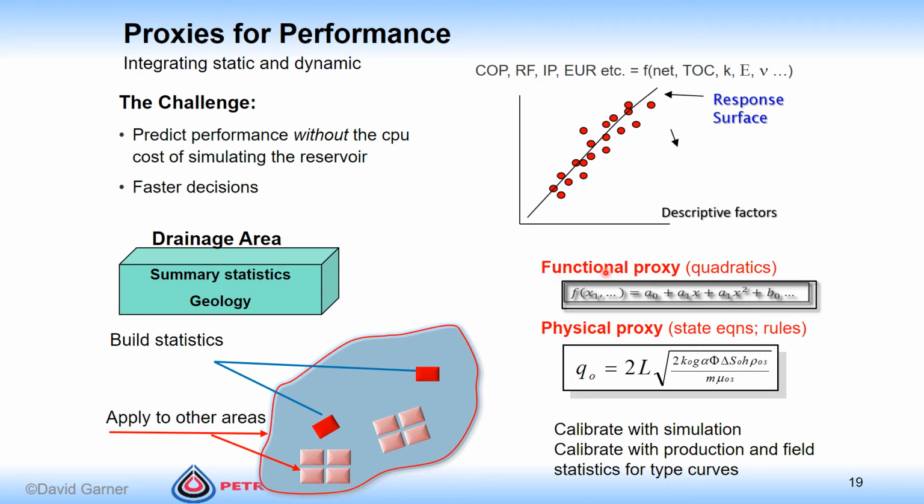And these proxies can be response surfaces, either from functions, quadratics, and the uncertainty built with experimental design. Others might use rate equations and physical proxies, so using state equations. So this can be calibrated with simulation, with production and field statistics, and these might also be commonly called type curves, but we're talking proxy models.